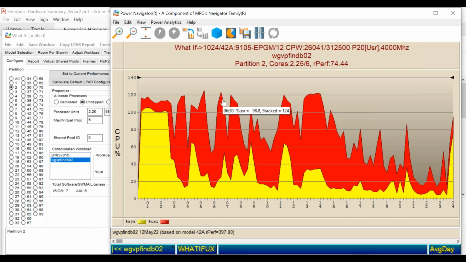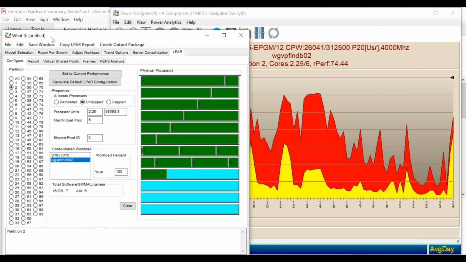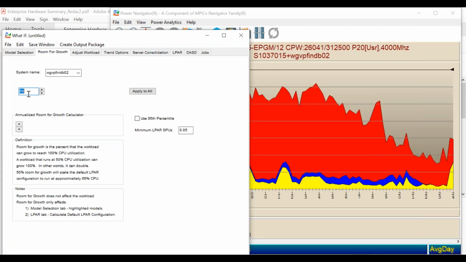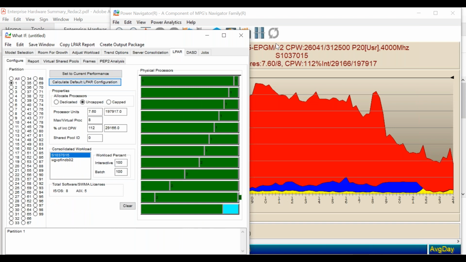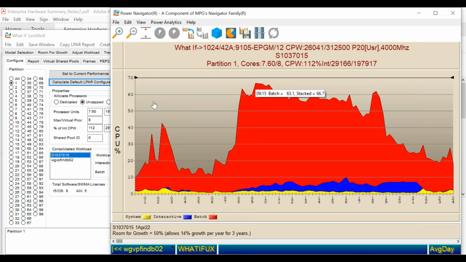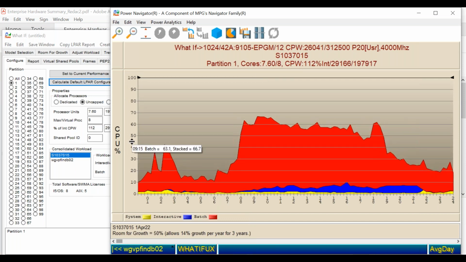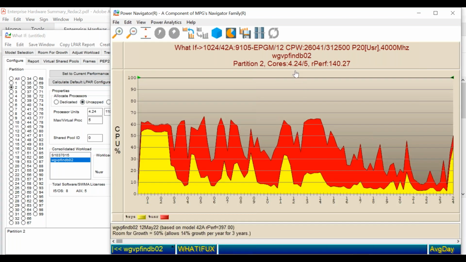Well, maybe this is too busy, right? So really, a lot of people say, hey, I want to have room to grow. I want to have 50% room to grow, which is 14% per year for 3 years. That's sort of what I want to have when I buy this machine. So then you can come back over and say, calculate the default. So we just calculated that for the IBM i, in order to have 50% room to grow, you need 7.6 cores desired. And if you look at the AIX partition, you can see it's 4.25.